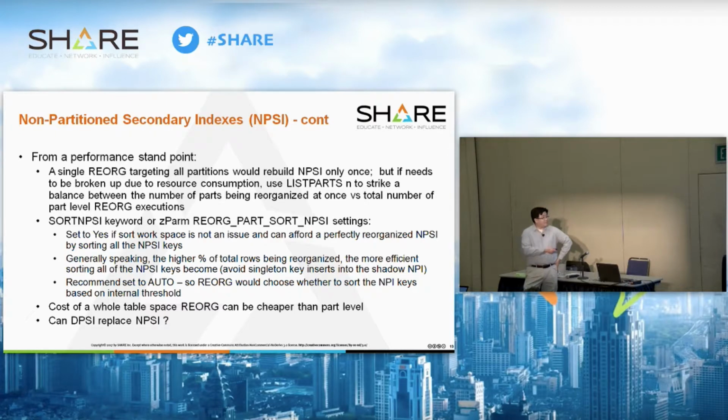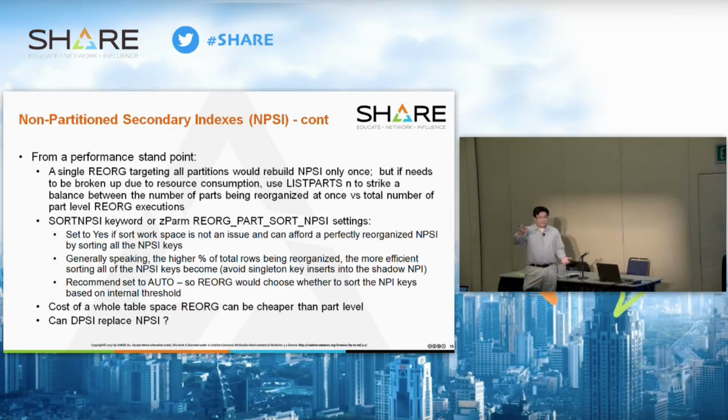So that's why I came up with this keyword to give you an option to say, okay, what do you want us to do? Do you want us to pay the overhead cost of inserting into the shadow index, or do you want us to just sort all the keys? Obviously, there's a trade-off, right? If you choose to sort all the keys, again, you need to have more sort work data sets and all the allocation, all the resource consumption for the sorting.